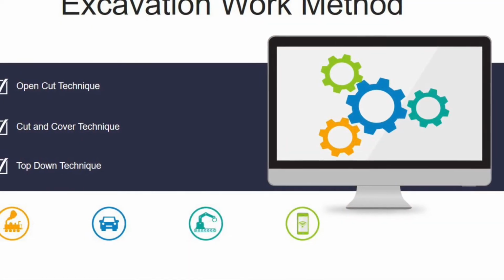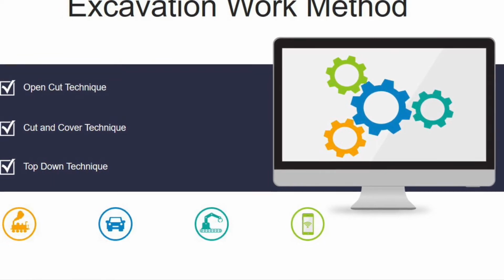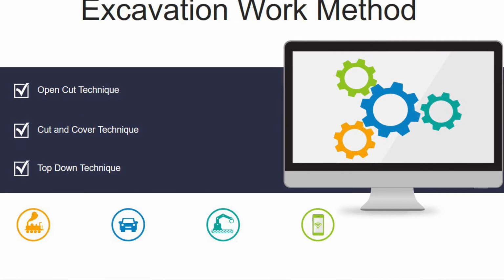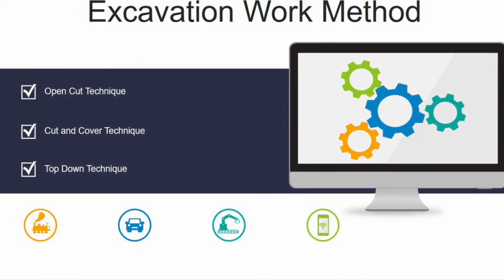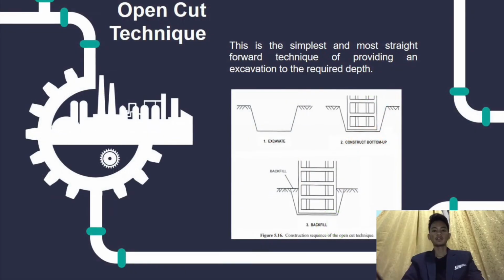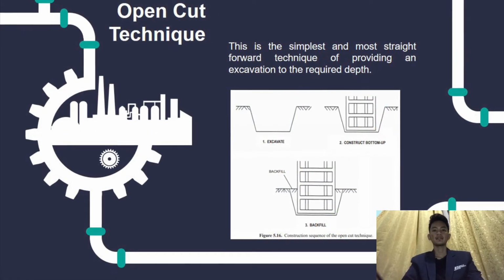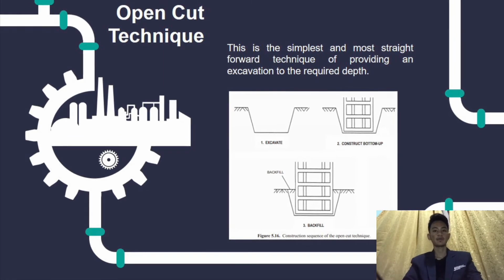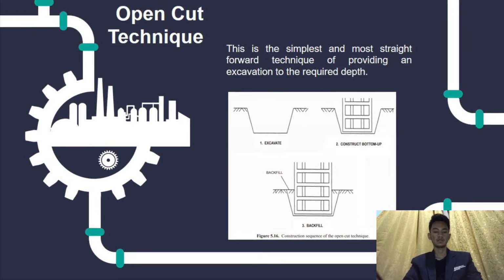Okay, next we will explain about excavation work methods. There are three types of excavation work method. The first one is open cut technique, the second is cut and cover technique, and the last one is top down technique. Okay, now about open cut technique. This is the simplest and most straightforward technique of providing an excavation to the required depth.